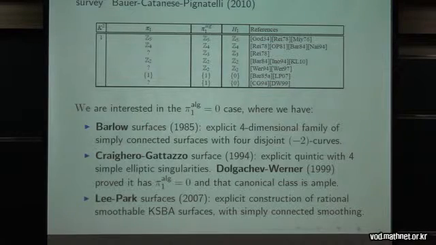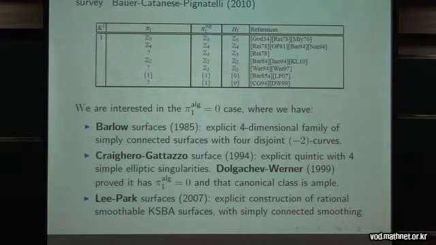So here is a table taken from this survey where you have the Godeaux surfaces and references to where they were found. In there it says that the fundamental group is not computed for the Z3. In any case, I am interested in the case where the algebraic fundamental group is 0. And in that case, we have essentially 3 types of surfaces.